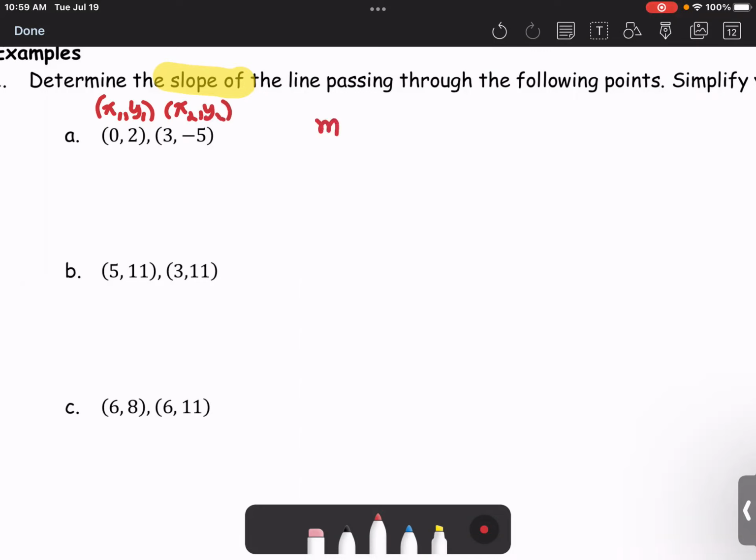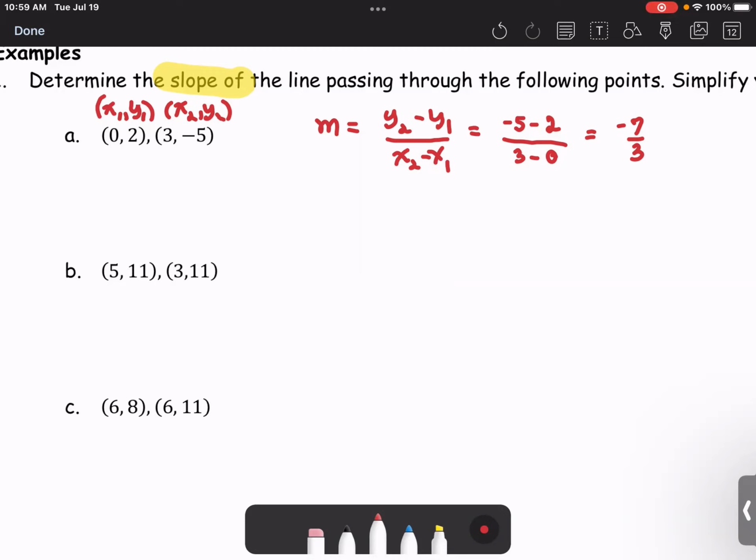The slope of the line with the formula m equals y2 minus y1 divided by x2 minus x1 will be in the form of y2, which is negative 5, minus y1, which is 2, divided by x2, the value 3, minus x1, the value 0. Simplify the numbers to be negative 7 over 3. So for the first problem, 1a, the slope is negative 7 over 3.